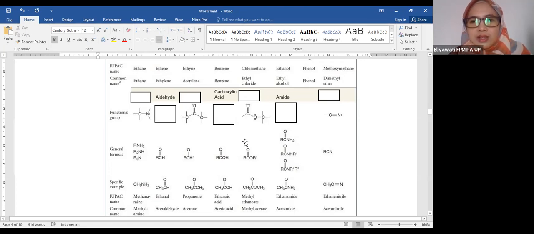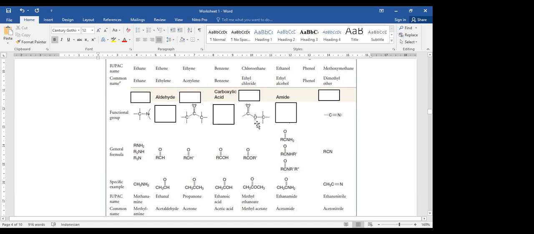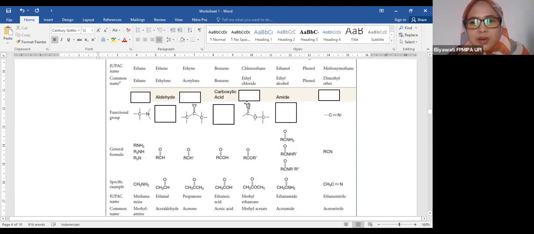Okay. Next one, this one is ester. The functional group is COO. The last one, amide. The functional group is CONH, which should include CO and then NH, only one H. But CON is okay.